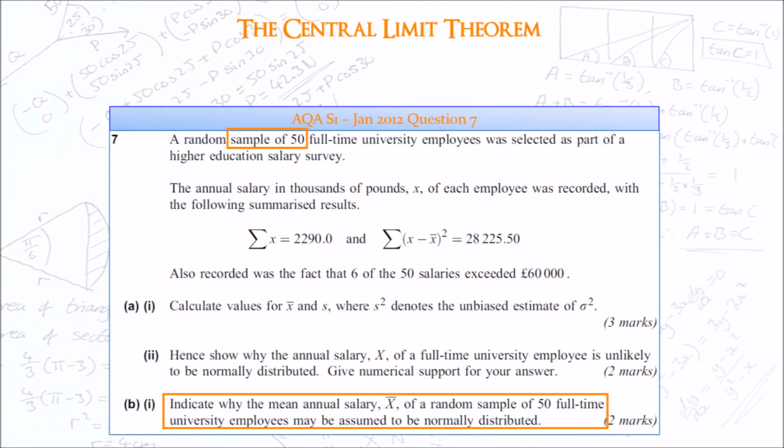And finally, on this one, it says part BI, indicate why the mean annual salary of a random sample of 50 full-time university employees may be assumed to be normally distributed. Now again, if we go back up, nowhere in the question does it say that it's normally distributed, but it does tell us that it's a random sample of 50 people. And if we just look at part BI again, it's talking about the sample mean. And because of the central limit theorem, we know that the sample means will be normally distributed provided the sample size is greater than 30, which is clearly satisfied in this question.